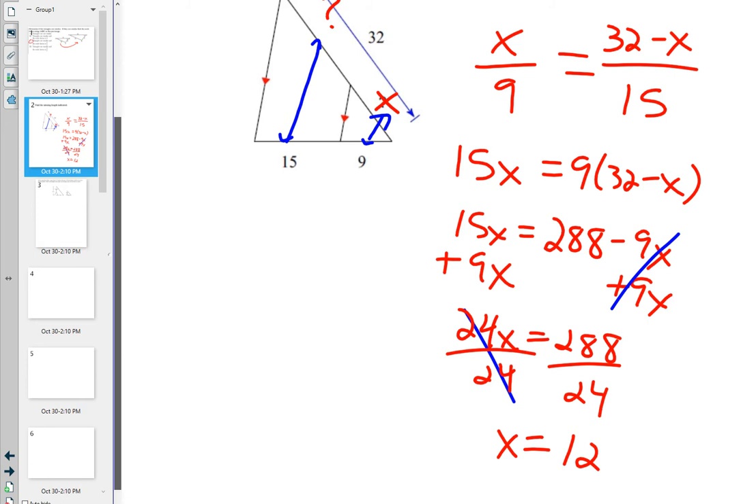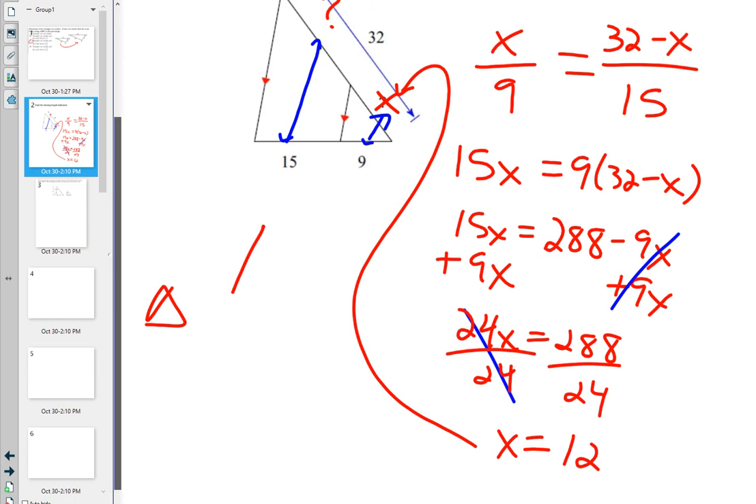And remember what we were looking for, this x was defined as this part here. That part is 12. If you would have done it the other way, you would have gotten the same thing. Do you want to see me do it the other way? Does anybody want to see it? Yeah, it's the way I started, Kenny. It's the one where I split up the two triangles.